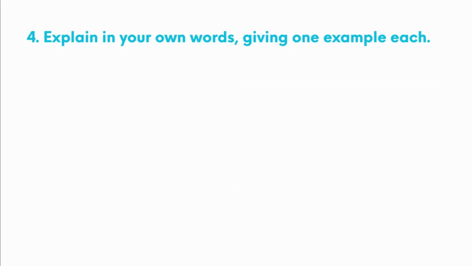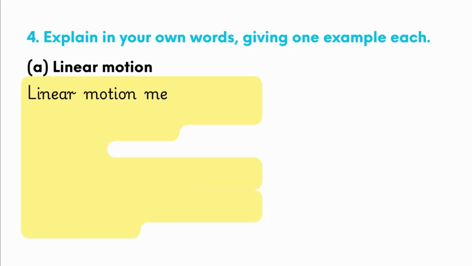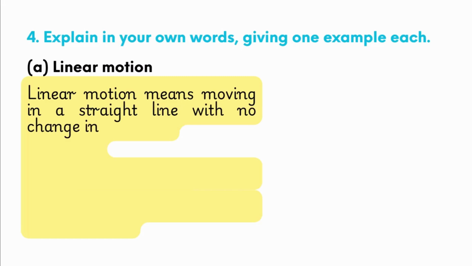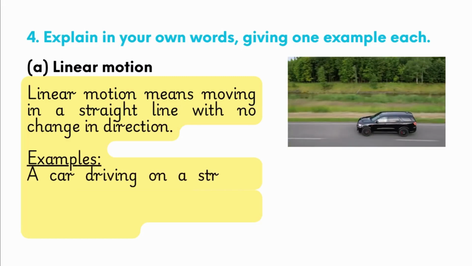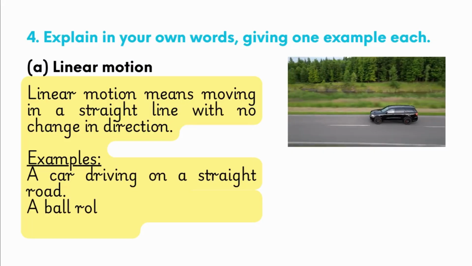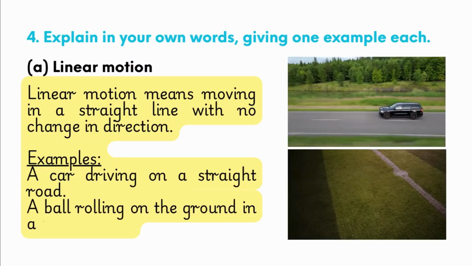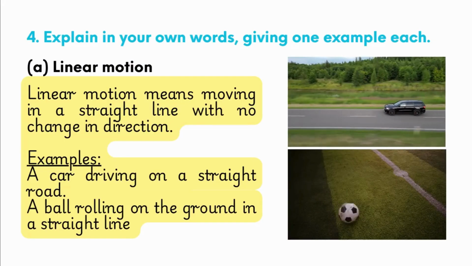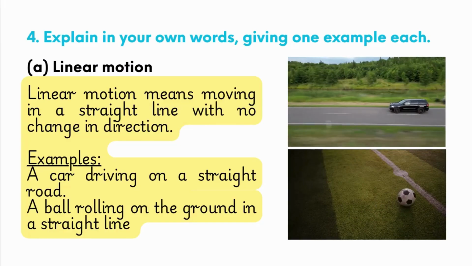Next question. Explain in your own words, giving one example of each. First is linear motion. What can we say about a linear motion? Linear motion means moving in a straight line with no change in direction. Examples of this are a car driving on a straight road and a ball rolling on the ground in a straight line. These are the examples of linear motion.